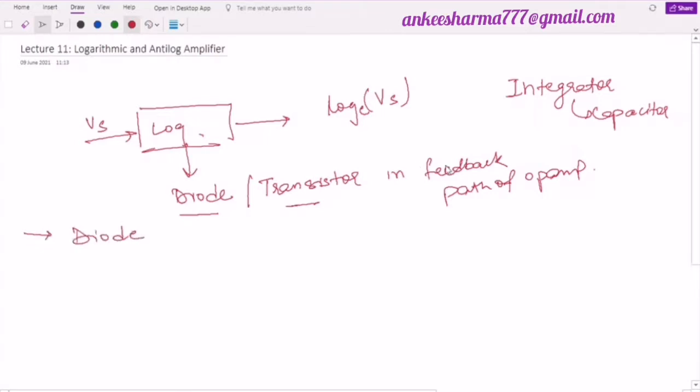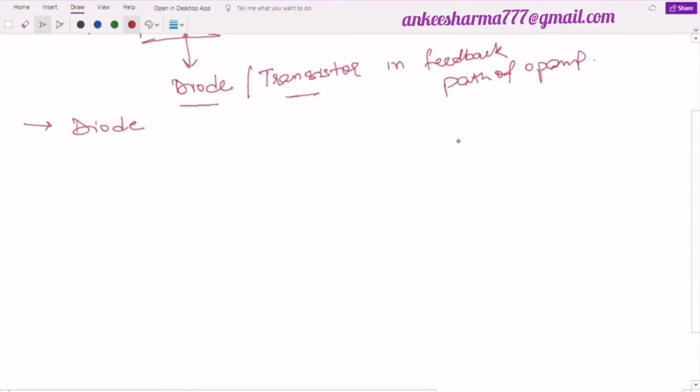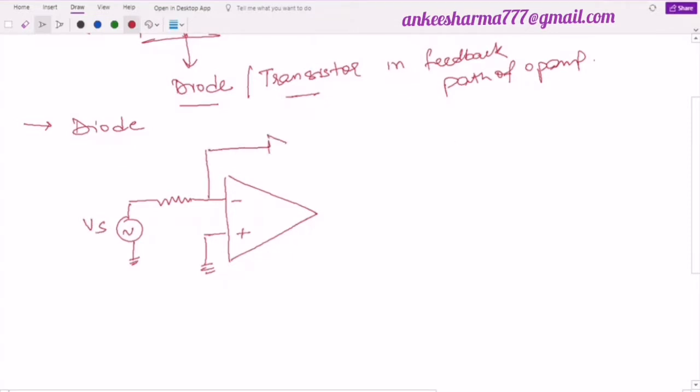So for the diode, I will draw the circuitry. We will have this operational amplifier. Let these be the two terminals, inverting and non-inverting. Non-inverting is connected to ground. At the inverting terminal, we have a series resistance connected to some voltage source. Let that voltage source be Vs, and the feedback path will be connected to a diode, right?